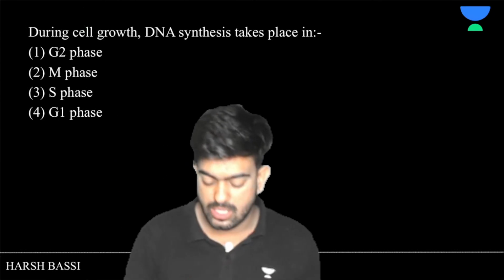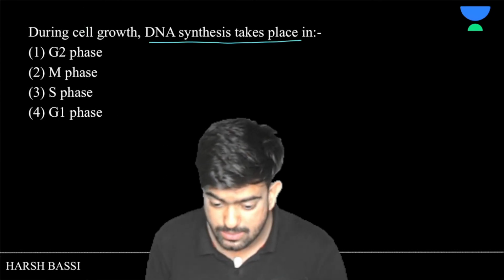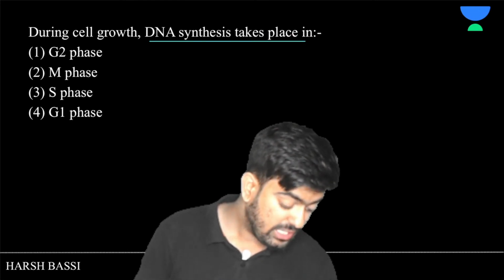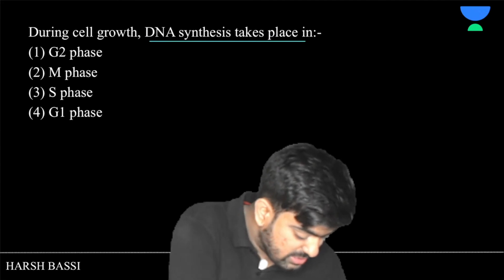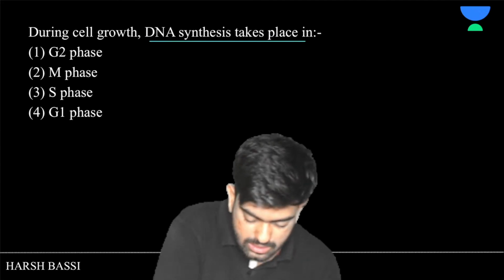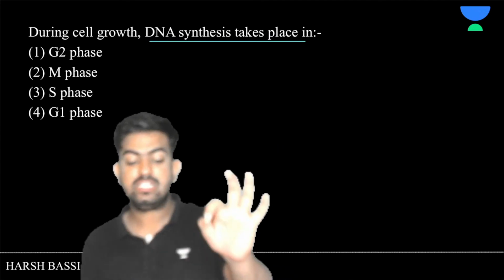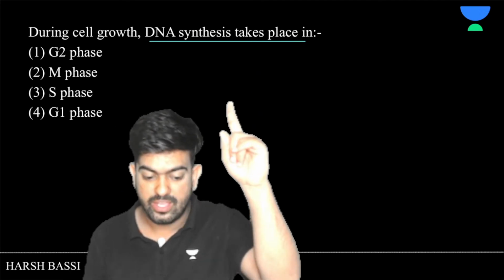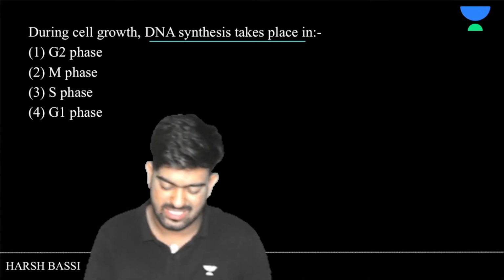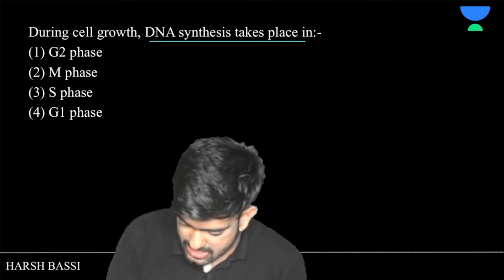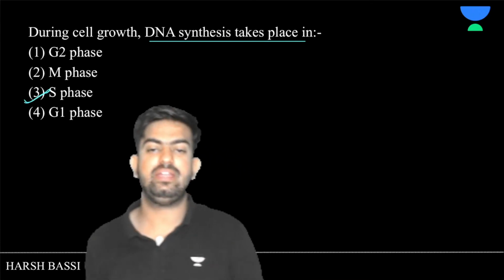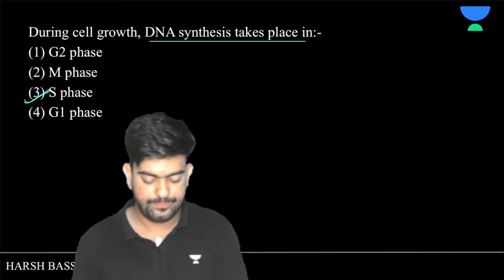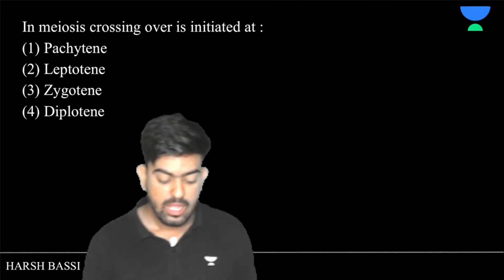During cell growth, DNA synthesis takes place in G2 phase, M phase, S phase or G1 phase. This is a very easy question, and it also came in NEET. Can you guess? Sir, S phase. Yes. The correct answer here is the S phase. Clear to everyone? Great. Now, let's move on with the next question.